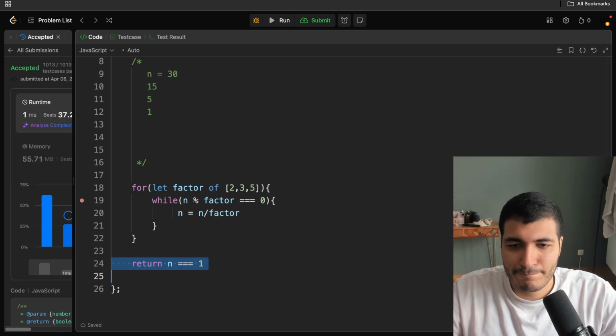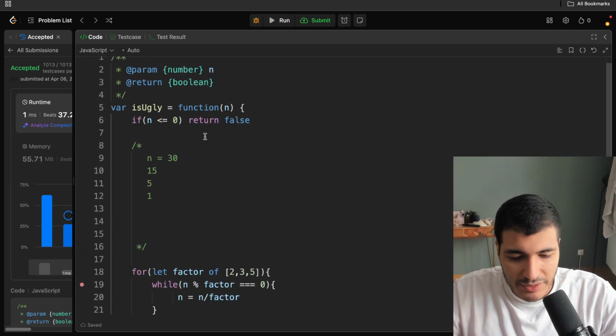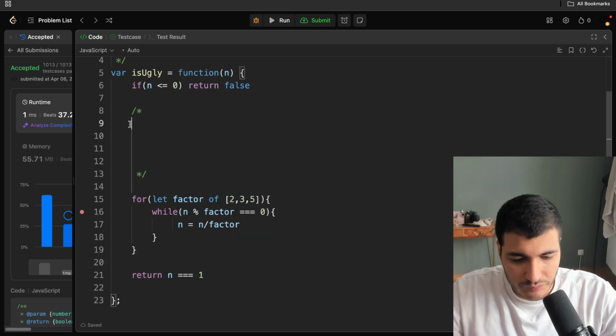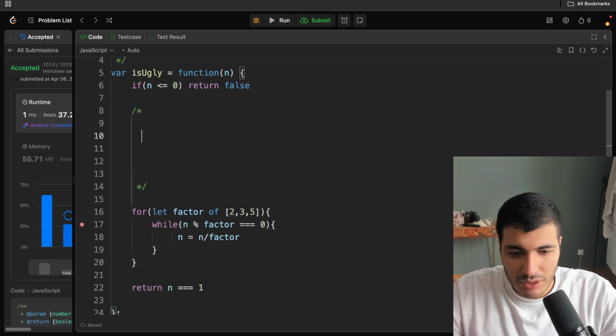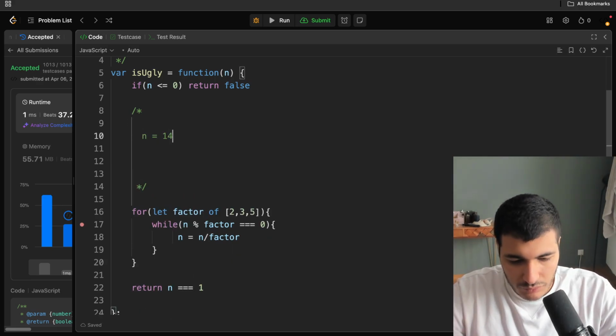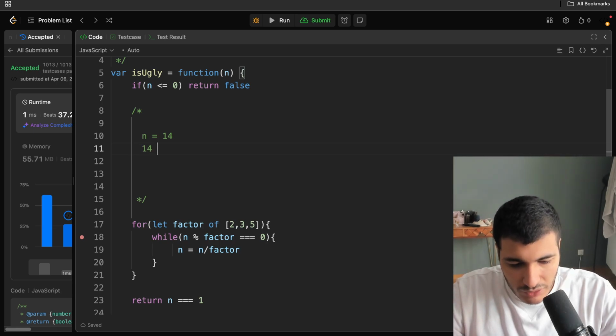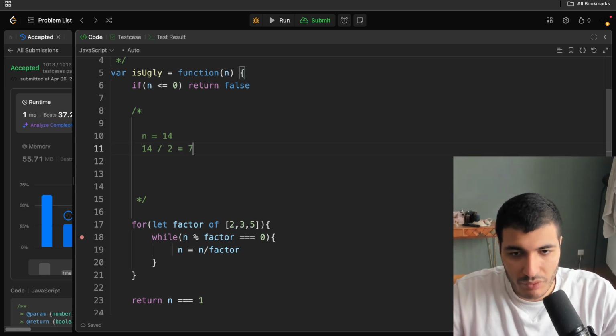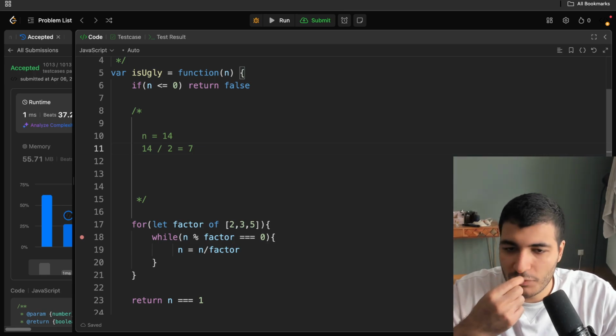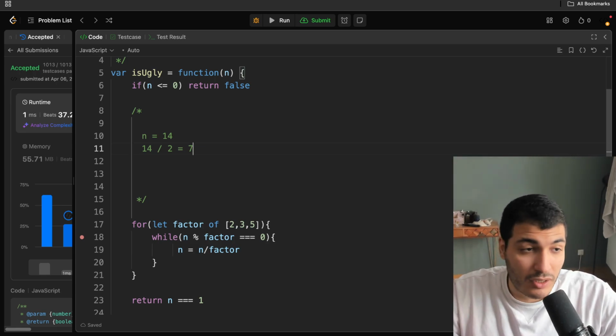Okay, let's walk through an example. Let's say that we have n equals 14. 14 is not divisible by 3 or 5. It's divisible only by 2. So 14 divided by 2 equals 7. 7 is not divisible by 2, 3, or 5, so it's left over, and it's not 1, so it's not ugly.